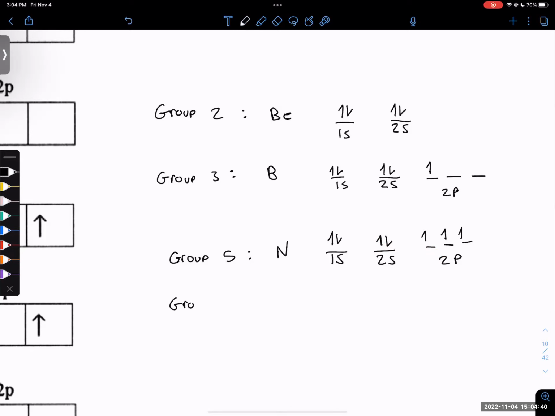Group 6 is oxygen, and that would have your 1s, 2s, and then 2p. 1, 2, 3 of those. So that's filled, that's filled.